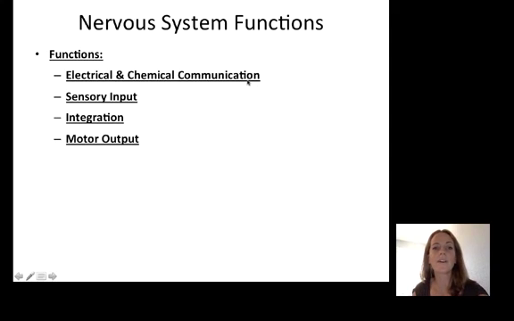So overall, the functions of the nervous system are electrical and chemical communication. And as a part of that, we have sensory input, or bringing sensory information into the brain and spinal cord, integration within the brain and spinal cord, and then motor output, or signals telling the organs, glands, and skeletal muscles how to respond.